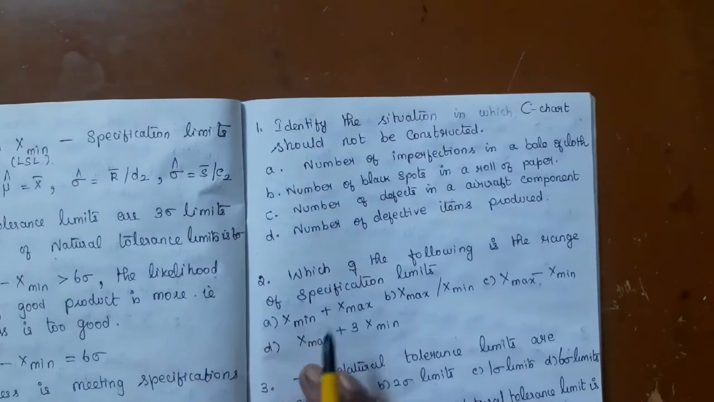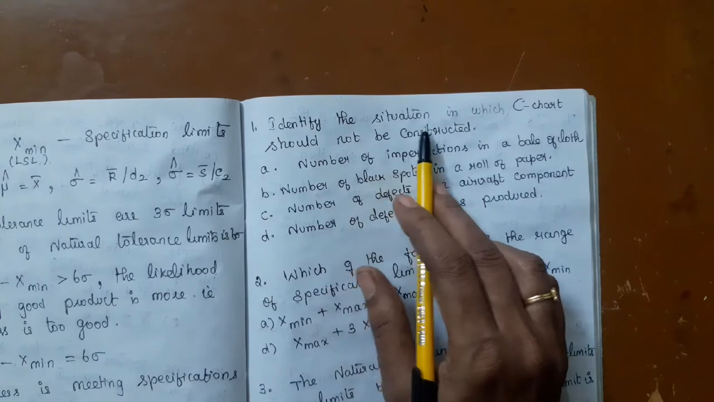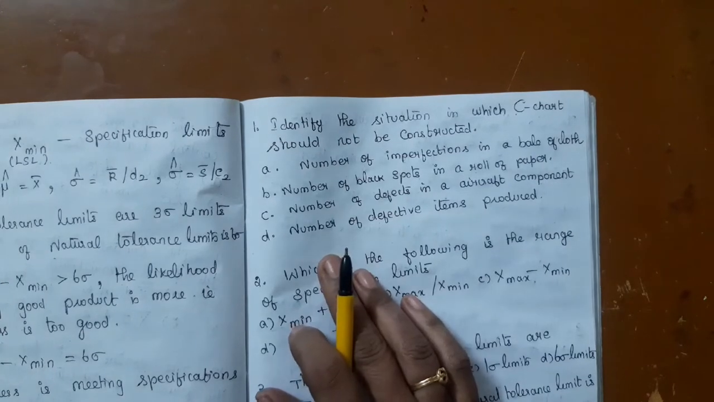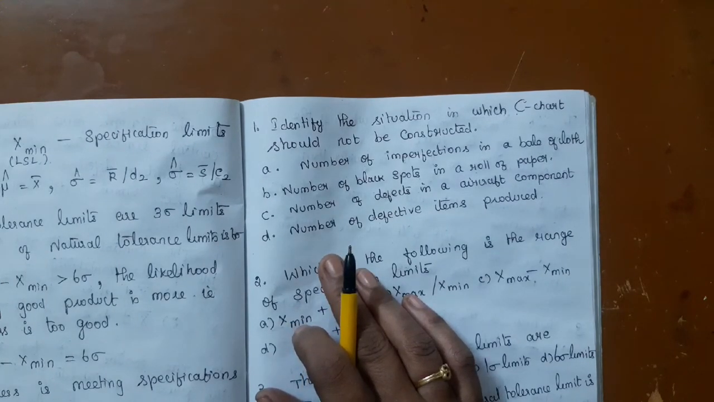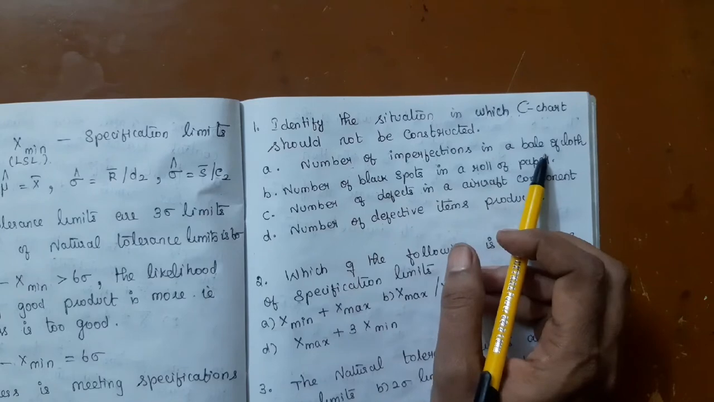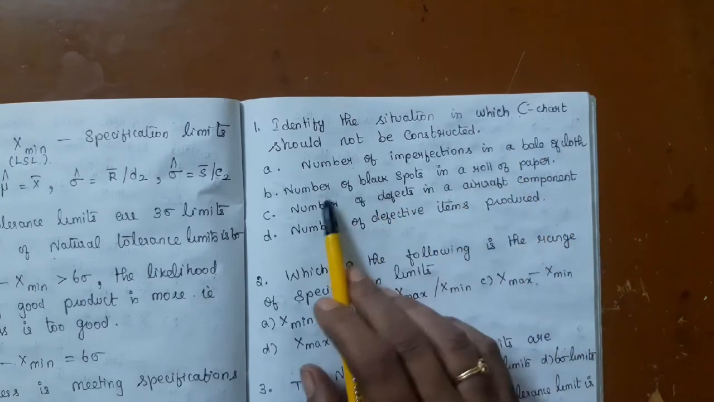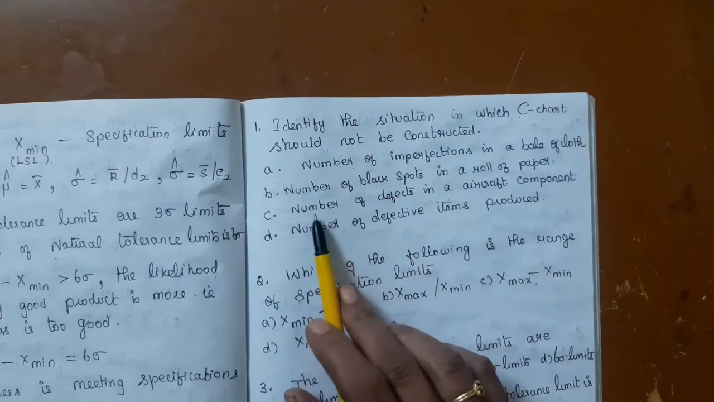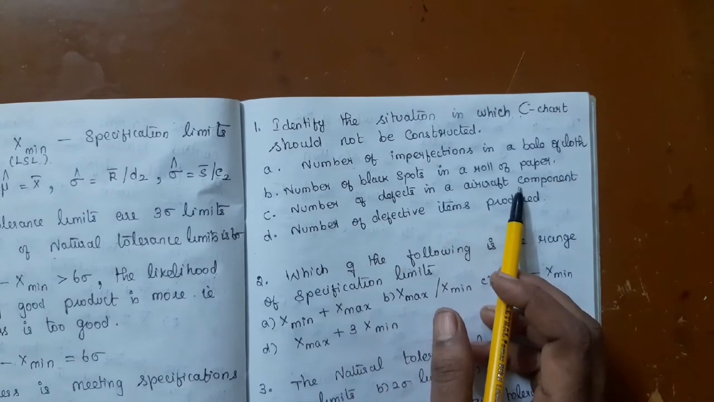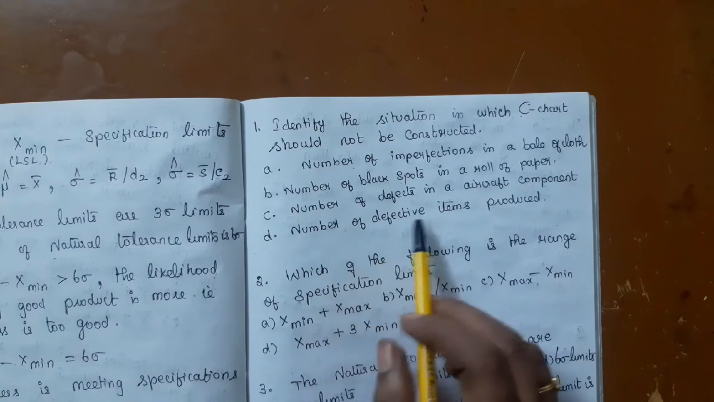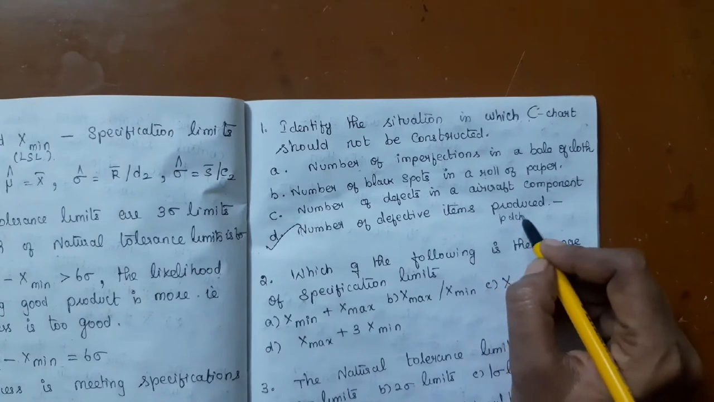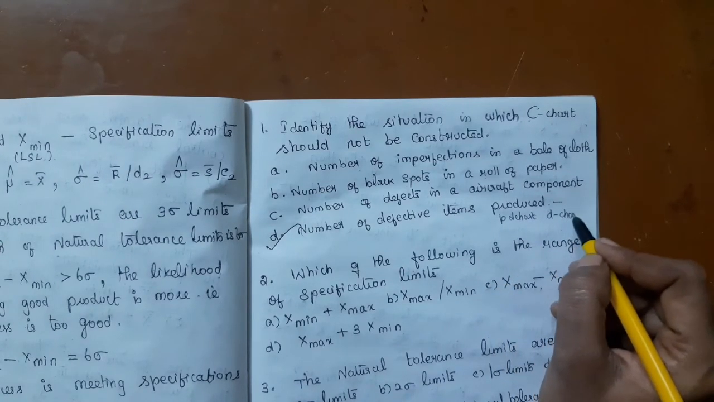Right. So let us go into today's questions. Identify the situation in which C chart should not be constructed. The purpose of C chart is to test whether the number of defects per unit are in control. Number of imperfections in a bale of cloth, you can construct C chart. Number of black spots in a roll of paper, you can construct C chart. Number of defects in an aircraft component, you can construct a C chart. Number of defective items produced, for this you can construct P chart or D chart. You cannot construct C chart.